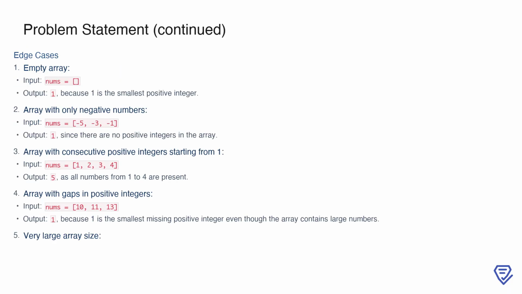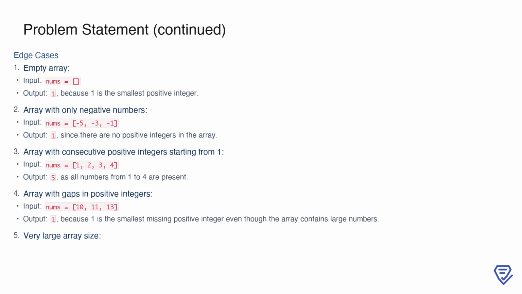Let's discuss some edge cases that you may encounter. First, if the input array is empty, such as nums equals [], the output should be 1, because 1 is the smallest positive integer. Next, if the array contains only negative numbers, like nums equals [-5, -3, -1], the output is still 1, since no positive integers are present.